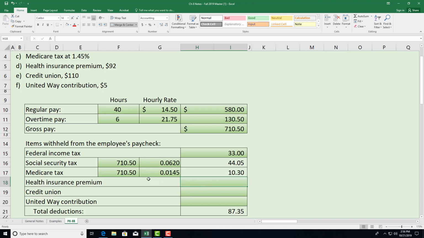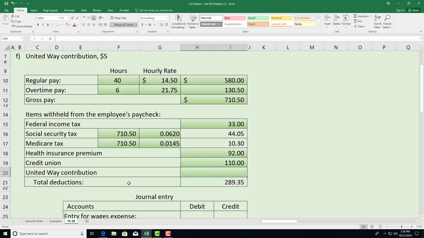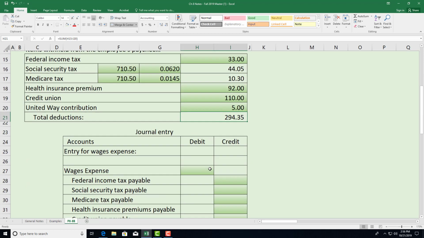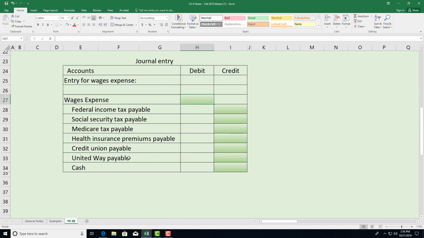The health insurance premium, that is just given to us at $92. The credit union, that's basically a savings account. So $110 going into a particular account at a credit union, and then a $5 United Way contribution or a charitable contribution. So we have total deductions of $294.35.